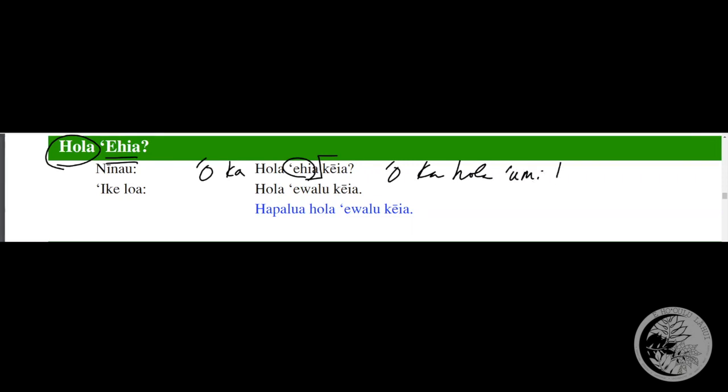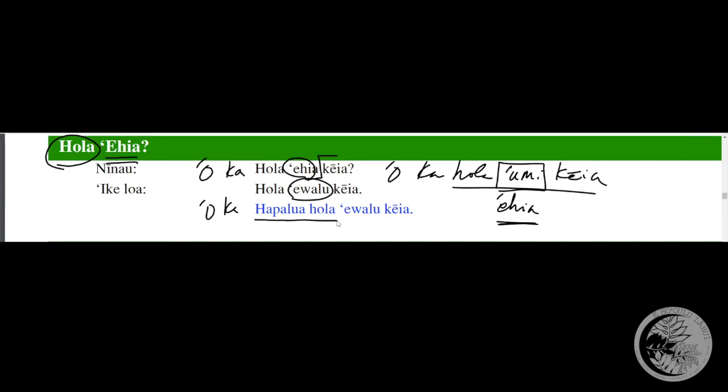Umi Kaʻeo. Or the shortened version, Hola Umi Kaʻeo. And we can quickly see from the question, Oka Hola ʻEhia, we come with the response, Oka Hola Umi. So pretty simply, whenever we ask for the time, it's a matter of filling in that blank space of ʻEhia, which represents how many. Oka Hola ʻEhia Kaʻeo, Oka Hola ʻEvalu Kaʻeo. Oka hapalua Hola ʻEvalu Kaʻeo, or 8:30.